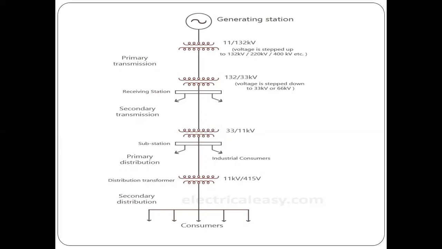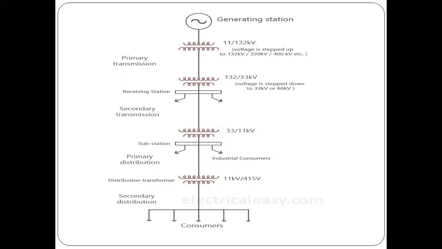In that you can see here, first there is the generating station. Now the power is generated at a low level like 11 kV or 21 kV. So here we have shown the generation at 11 kV. Then it is stepped up to a higher voltage like 132 kV, and there is also a step up to 220 kV and 400 kV. This is called the primary transmission. Then we have a step down from 132 to 33 kV. That is called the secondary transmission.